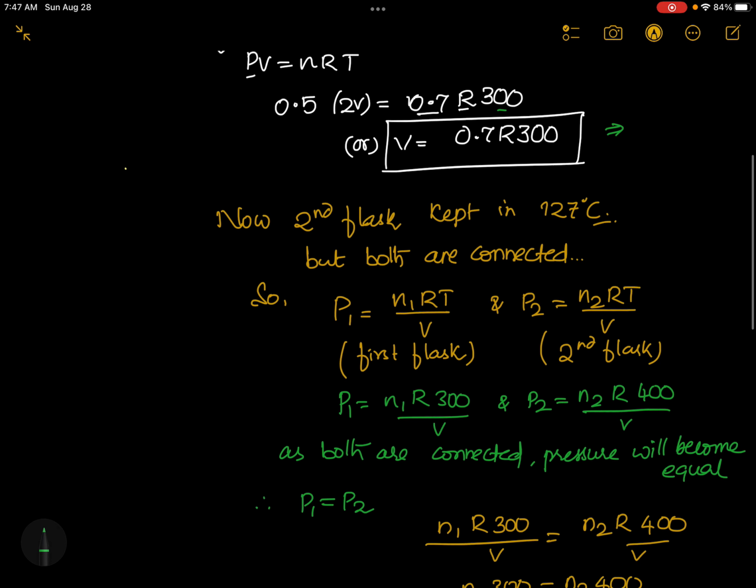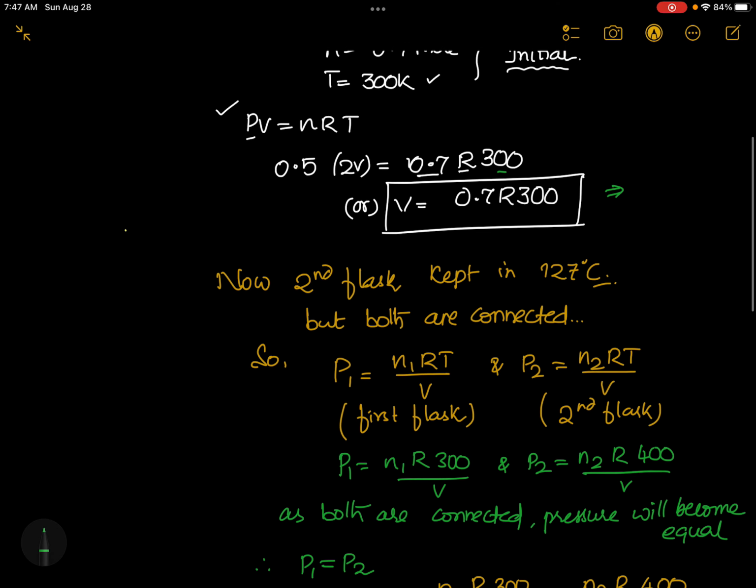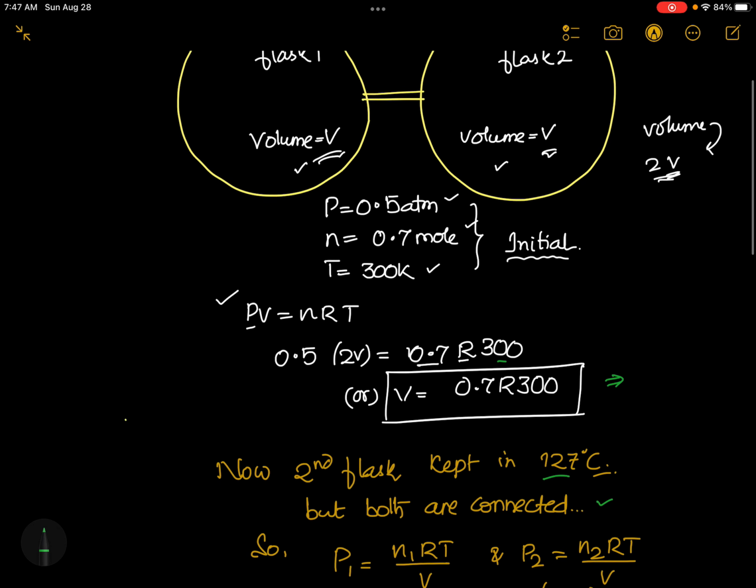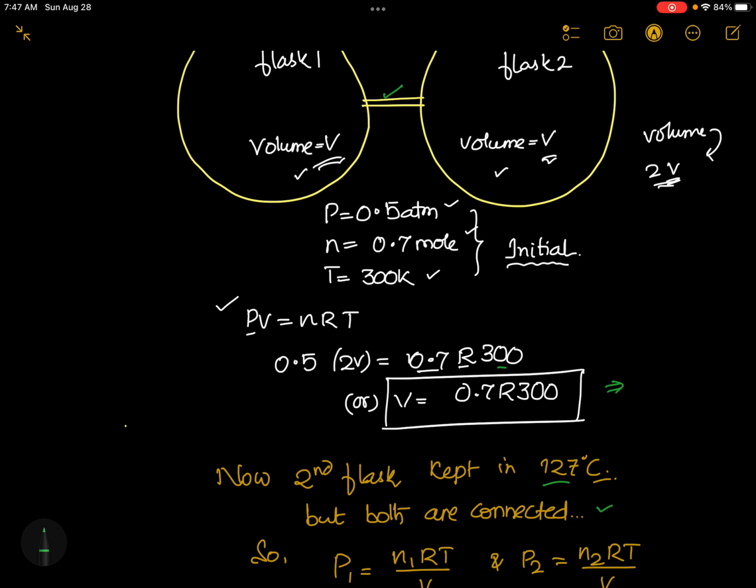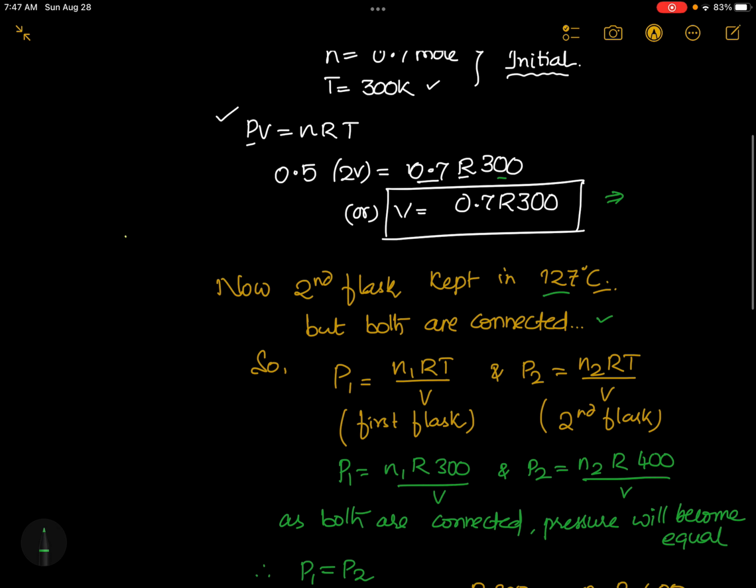Now come to the condition. What he made is, the second flask is kept in a 127 degrees Celsius bath. But the interesting point is both are connected. This connection is still there. That means when its temperature is increased, the pressure will be maintained the same in both cases. That means not 0.5, pressure will be increased in both. Don't think that pressure is increased only here and remains the same there. As both are connected, the number of molecules will be shifting from one to the other. So definitely both will finally have equal pressure.